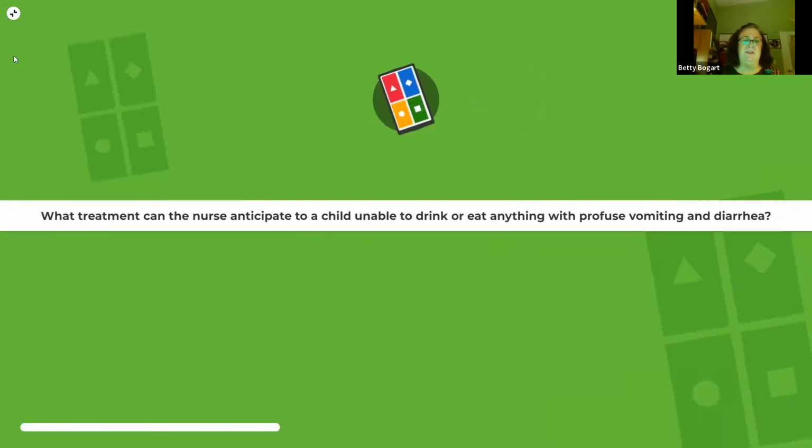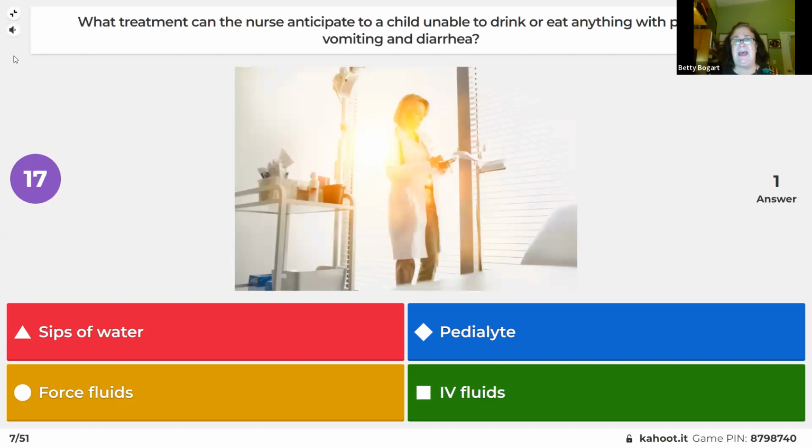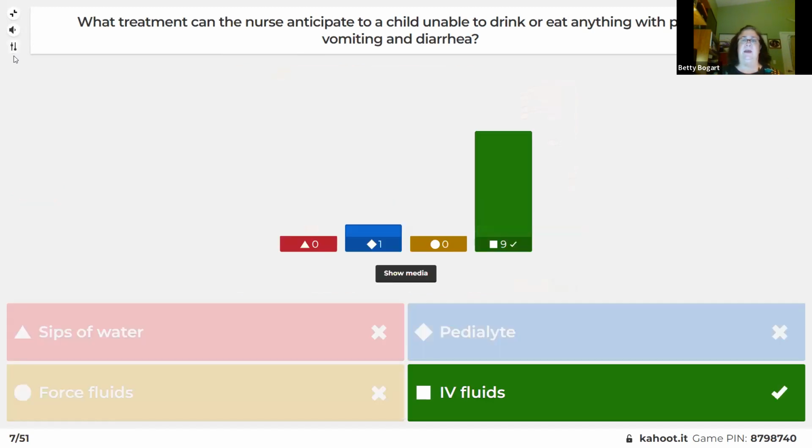What treatment can the nurse anticipate for a child unable to drink or eat anything with profuse vomiting and diarrhea? That was a mouthful. So we did diarrhea, we did vomiting. Now we have vomiting and diarrhea. And they're saying unable to drink. So IV fluids is all we're doing. Very good.